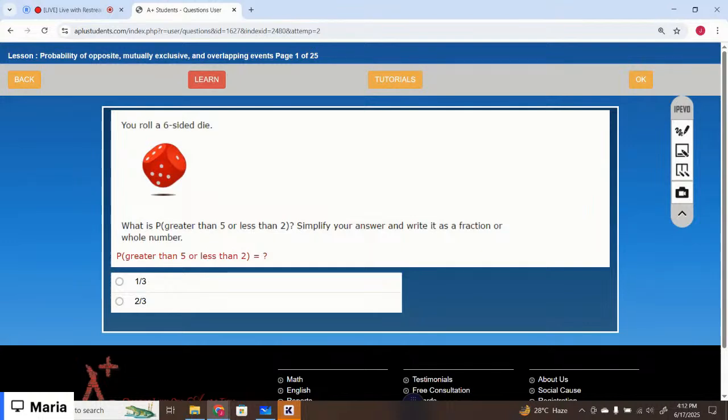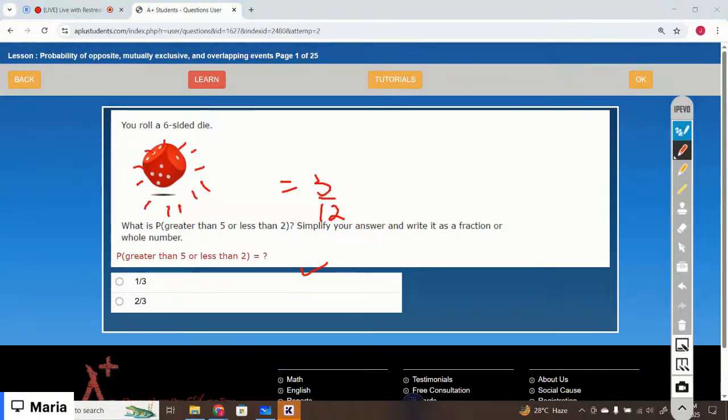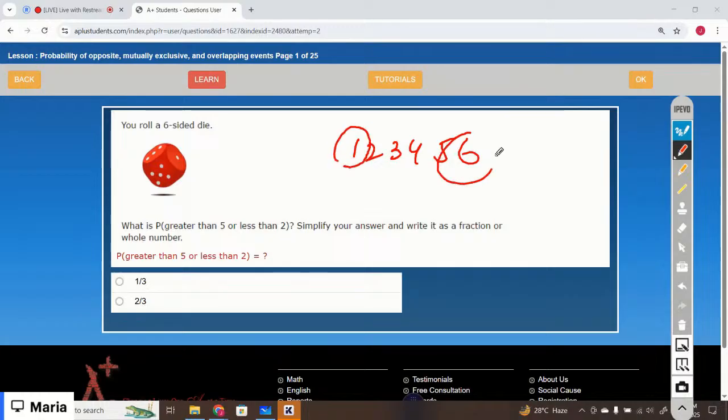You roll a six-sided die. What is the probability of greater than 5 or less than 2? Greater than 5 on the die, we have 6 on top. The numbers are 1, 2, 3, 4, 5, 6. Less than 2, we have one number, and greater than 5, we have one number. That will be 2 out of 6, so that equals 1 over 3.